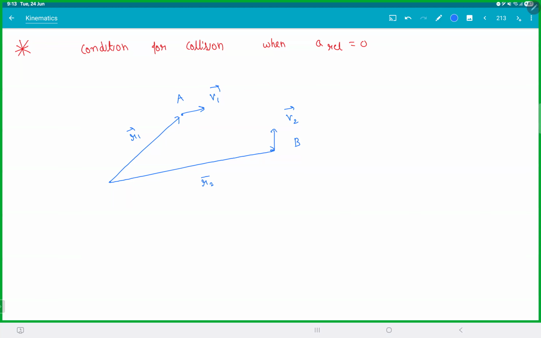So what is the condition for them to collide? You should come towards me, isn't it, to collide? So that means the relative velocity vector v1 bar minus v2 bar, this is your v relative. Let me write those things here. The relative velocity and the relative position vector must be opposite to each other.